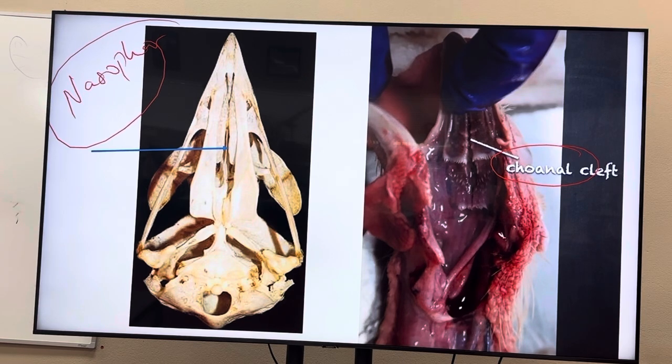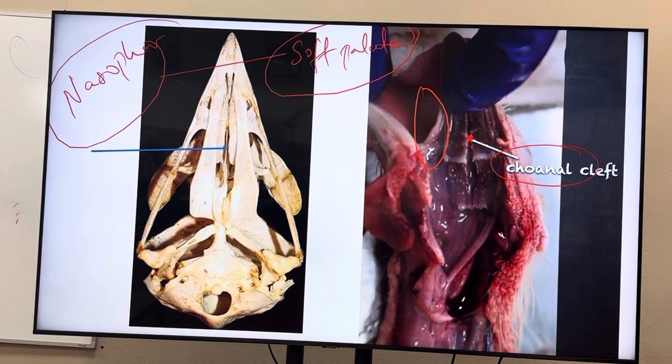So this opens into the oral cavity. The reason why nasopharynx is absent in birds is because nasopharynx is also, to a larger extent, formed by the soft palate. So as such, this soft palate is also absent. The soft palate is absent, as such nasopharynx is also absent.